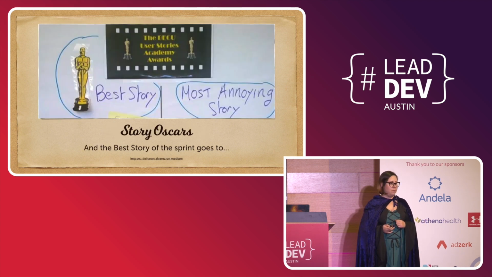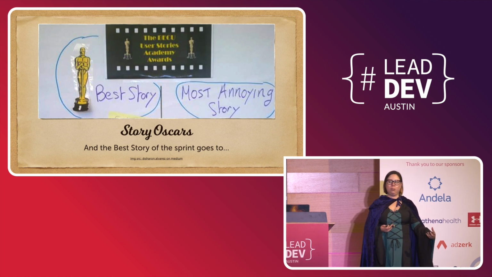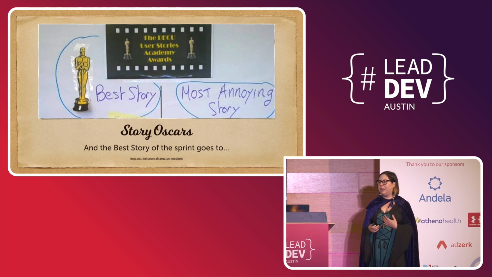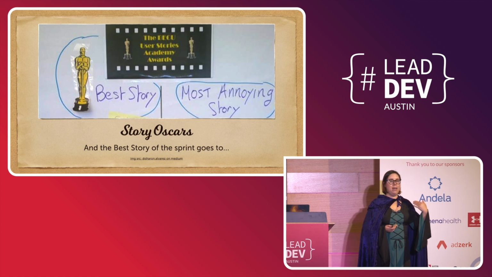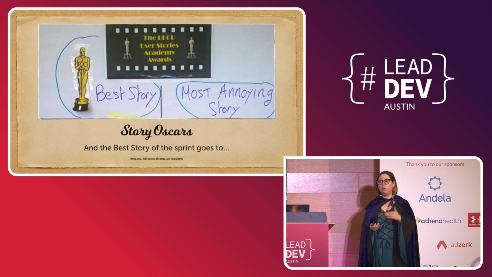Now, another format that the team tried, and this is a little bit different, it's really more for the product owner, or the Gandalf, if you will, of the team. And this was the Story Oscars. For this version of the Sprint Retro, the team took turns nominating different user stories for that sprint for the Story Oscars, for, say, best user story, most annoying user story, and then also coming up with categories of their own.